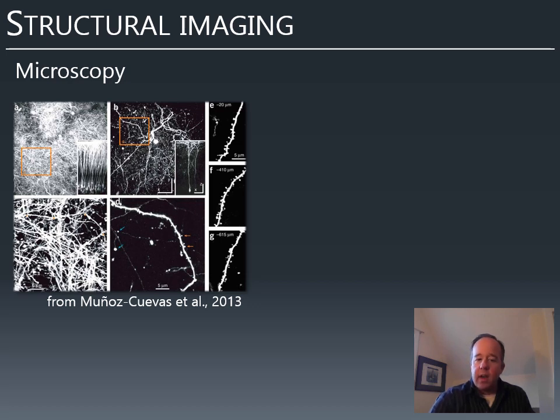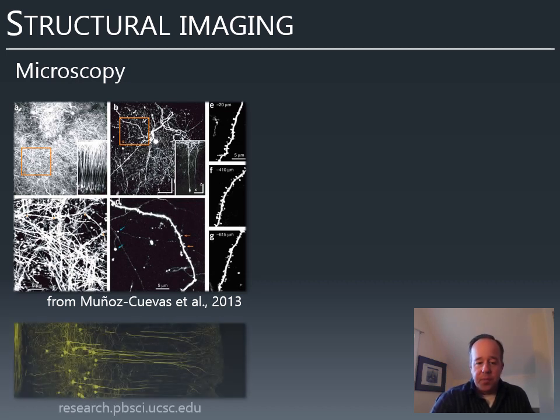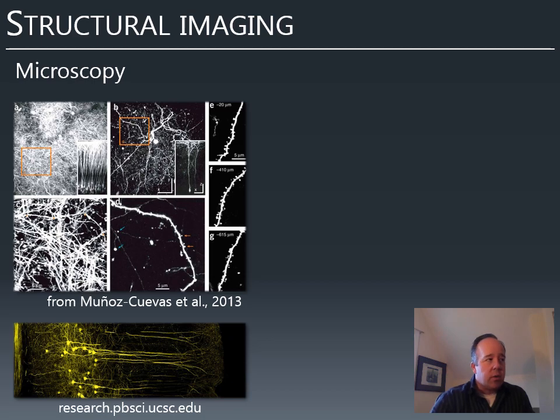So here we see black and white images of individual parts of a neuron. This is from Munoz-Cuevas et al., looking at dendritic spines. You can use fluorescent techniques. We're not going to, again, go into the physics here, but you can make particular neurons glow. That way you can see them better, and you can take an image of their individual parts. But again, we're not changing the structure of the neuron. We're just taking a picture of its current structure.